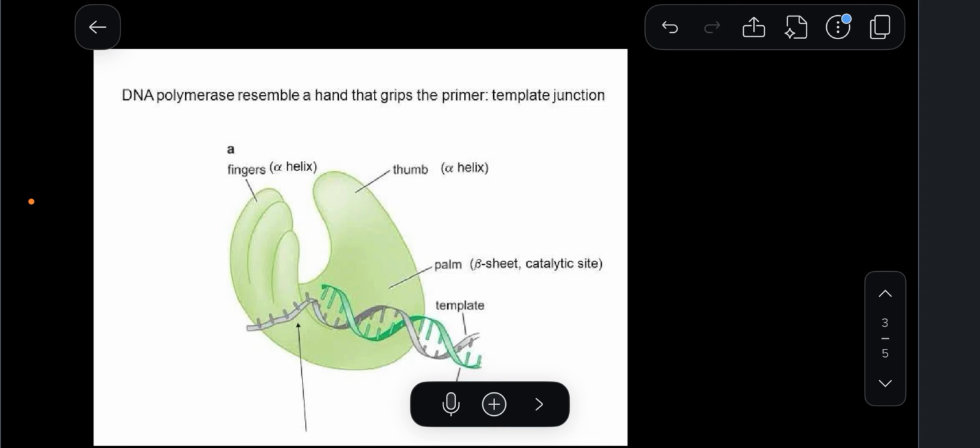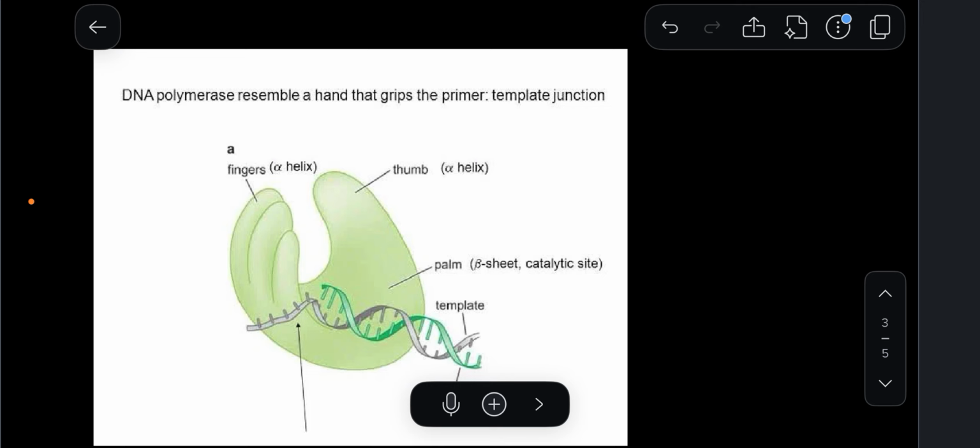This fingers domain is also another important domain in the polymerase enzyme. It is where the nucleotides, the dNTPs, are added to the growing DNA strand. So that is the fingers domain function. The next one is the palm domain, which is very important. This palm domain has the active site.